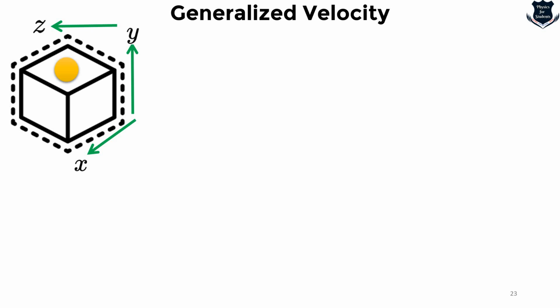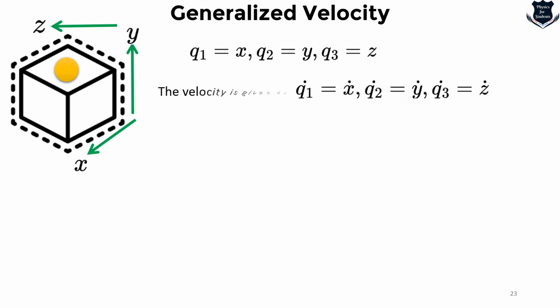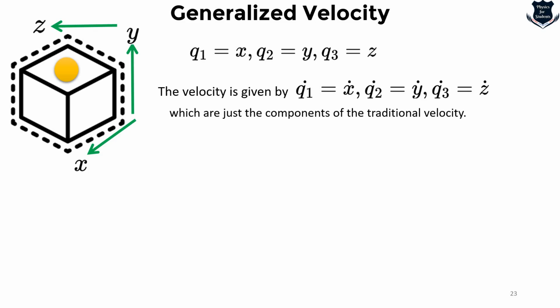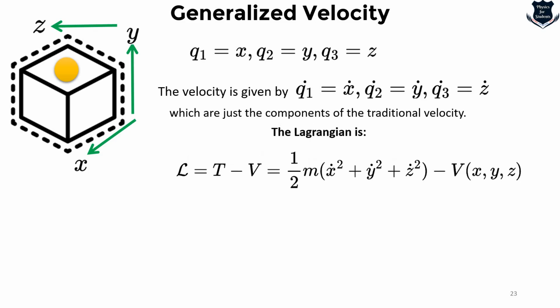For a particle, say for example of mass m, which I have not written, moving in a 3D space, the generalized coordinates would be this: q1 equals x, q2 equals y and q3 equals z. The velocity would be given by this: q1 dot equals x dot, which are just the components of the traditional velocity. And the Lagrangian is this one: L equals T minus V. Kinetic energy is half mv squared.